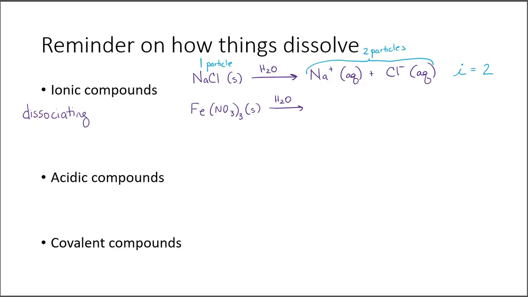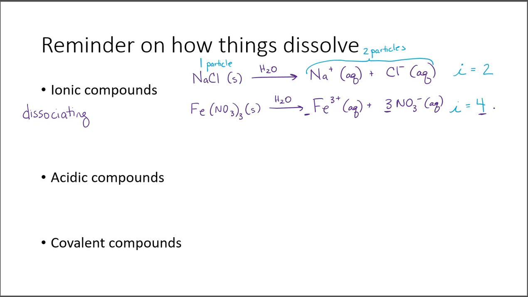Also known as, what is the ideal Van Hoff factor for iron 3 nitrate? The ideal Van Hoff factor for iron 3 nitrate is 4. It dissolves into 1 iron 3 ion and 3 nitrate ions. 1 plus 3 is 4.